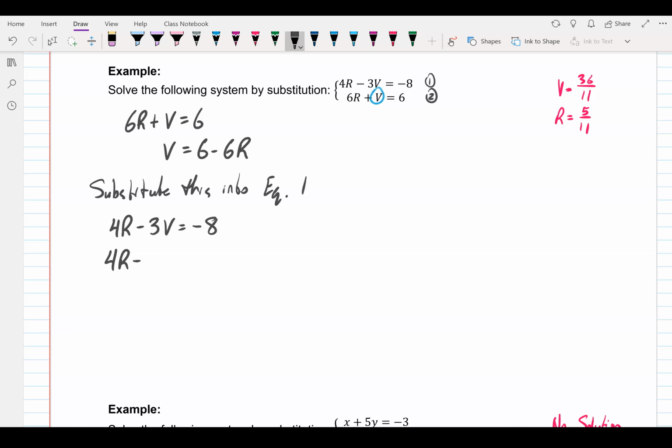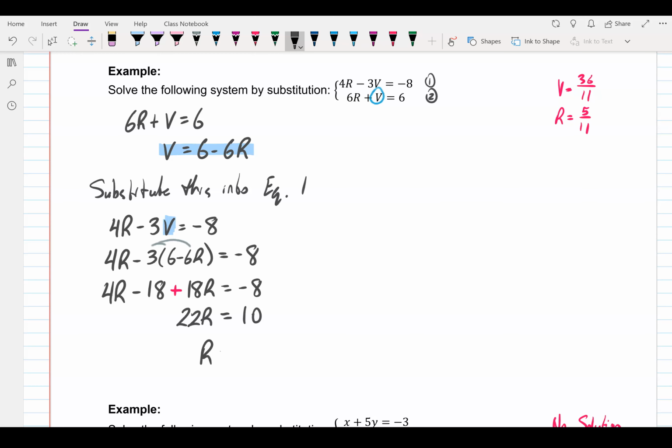So 4r minus 3v. Well, v is this. So let's replace the v. This equals -8. Let's work it out. Let's distribute it, open the brackets. And notice that it's a negative times a negative here, so we get a positive 18r. This gives us on the left 22r. If we bring the 18 to the other side, we get a 10.